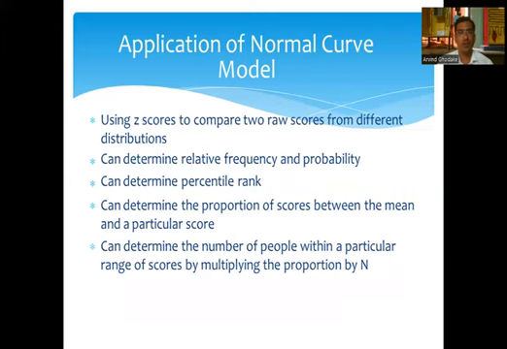The applications of the normal curve model are: using Z scores to compare two raw scores from different distributions. Then it can determine the relative frequency and probability. It can determine the percentile rank. It can determine the proportion of scores between the mean and a particular score. And it can determine the number of people within a particular range of scores by multiplying the proportion by n.